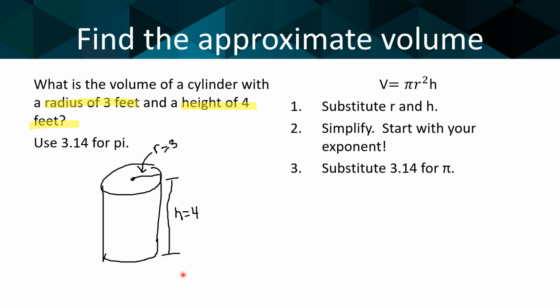All right, now that we have our image drawn, let's come over here to our volume formula. So we know it's radius because it said radius. So we're going to replace r with 3, and we're going to replace h with 4. So let's go ahead and get rocking on our formula. Volume equals pi times radius squared times height.